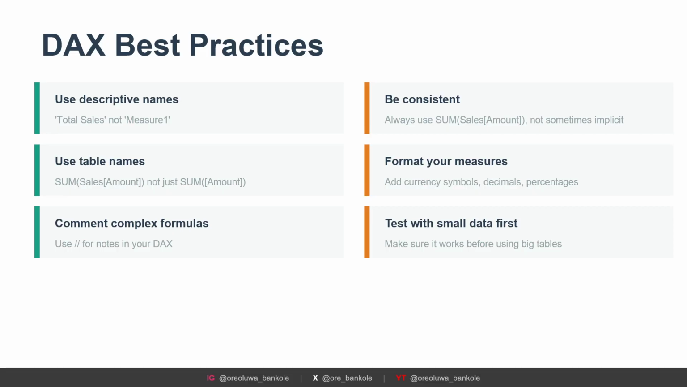Also, you need to comment once in a while when you're writing too much of a complex formula, and you know that even you yourself can forget what you have done. What do you do instead? You use comments to write notes to yourself. And how do you comment in DAX? You use the double pipe.